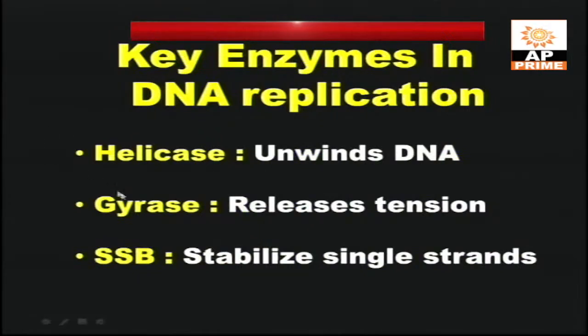And next one is the gyrase enzyme. This enzyme prevents supercoiling of the DNA ahead of the replication fork and removes the tension that is created during the unwinding process. And next one is single stranded binding proteins. What these proteins will do is they bind to the single strands thus produced and stabilize them, that means hold them in place.